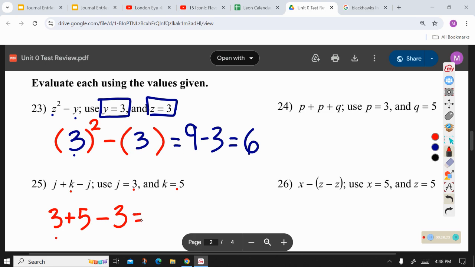Okay, again, we're doing this from left to right, so 3 plus 5 is 8, and then 8 minus 3 gives us 5. So do the same idea on these other problems. Maybe I'll do one more. All right, 26 would be a fine one to try right now. Okay, try 26 on your own and see if this makes sense to you.